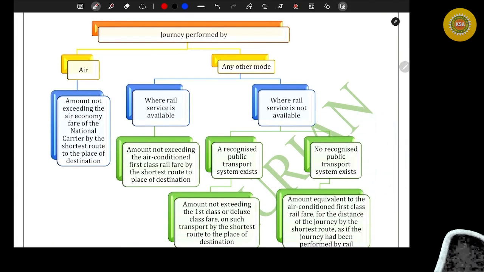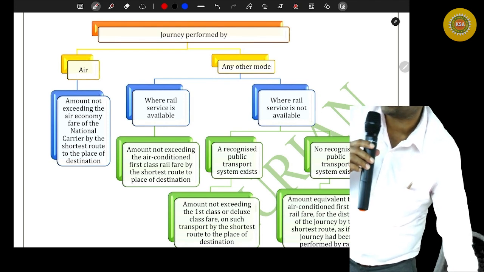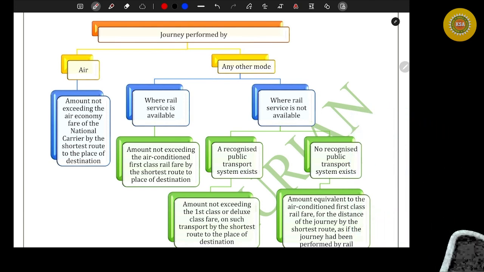So friends, listen, the point is simple. You are performing a journey within India with your family members. And who sponsors the travel? Either your employer sponsors that particular travel, or he reimburses that particular traveling cost. Then you can claim an exemption for the traveling cost alone, that too subject to certain ceiling limits. That's what we are about to discuss.